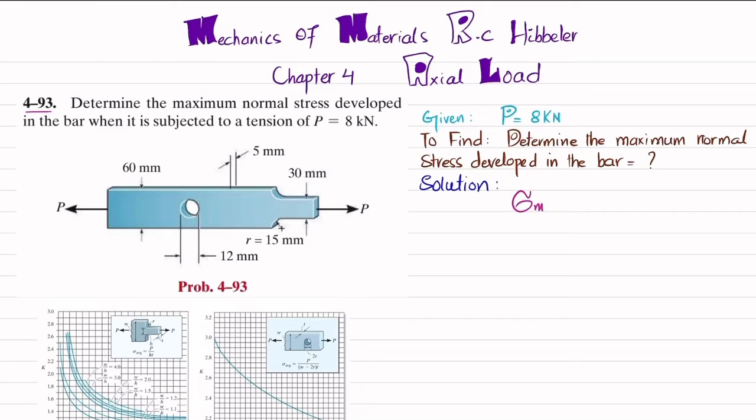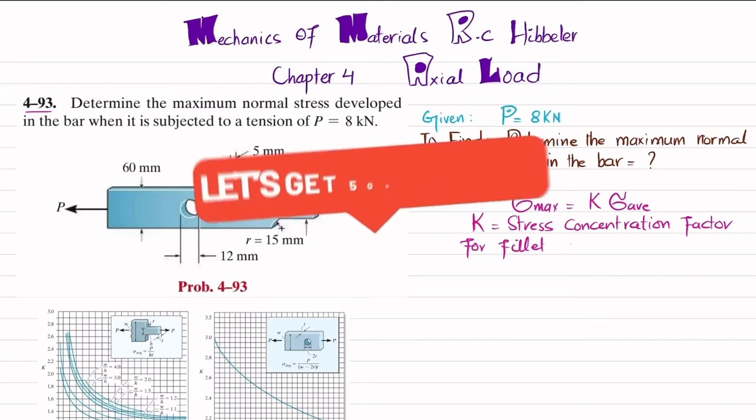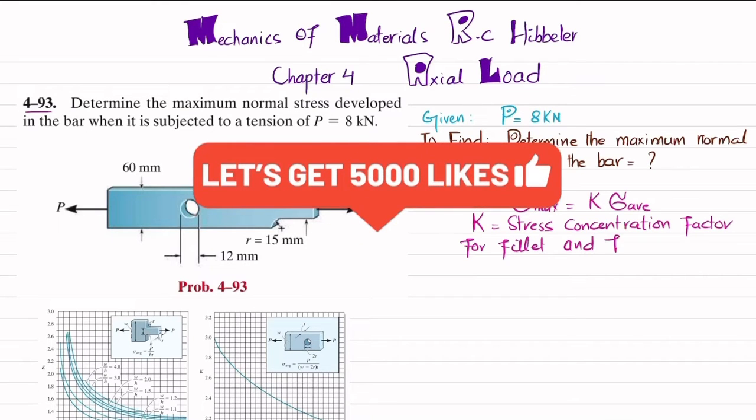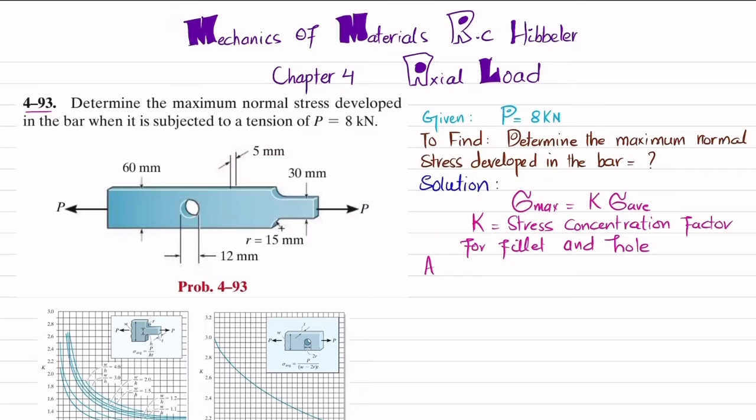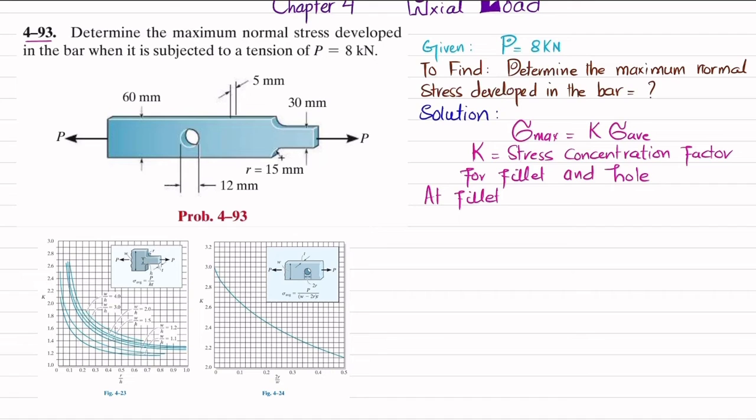So let's start with the solution. We know that maximum stress is equal to K into sigma average, where K is known as the stress concentration factor. And we will find this K for the fillet as well as for the hole. So starting with the fillet, at the fillet we will find this K. But before finding this K, we will find some values which are R by H and W by H.